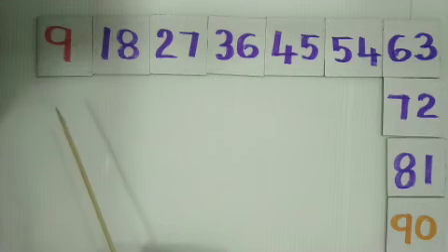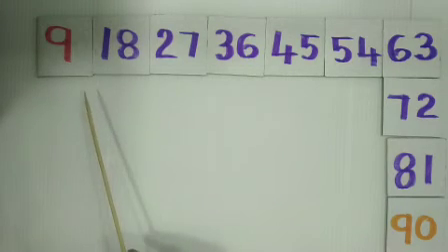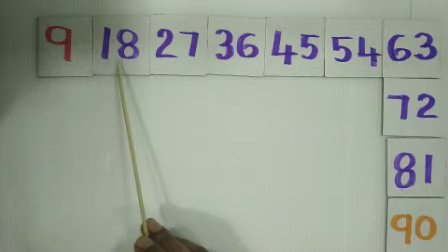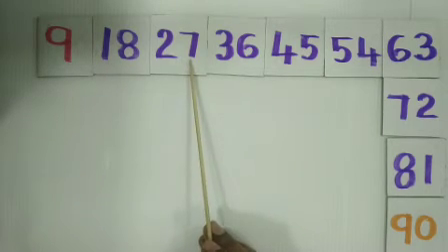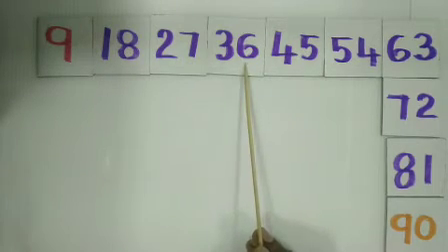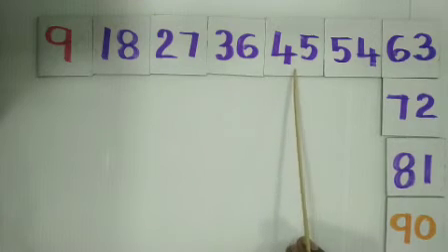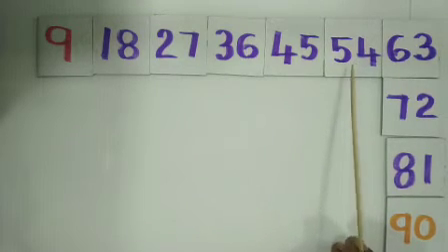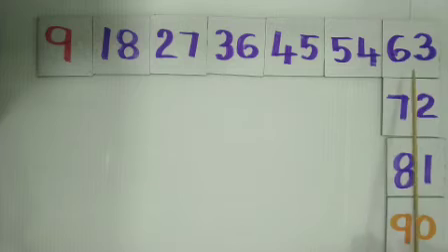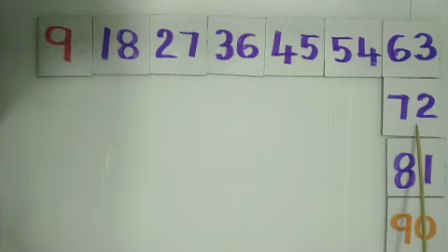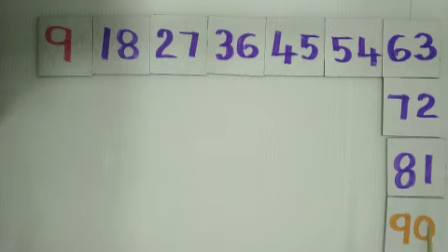Today I will teach you the 9 table. See the 9 table. 9 ones are 9, 9 twos are 18, 9 threes are 27, 9 fours are 36, 9 fives are 45, 9 sixes are 54, 9 sevens are 63, 9 eights are 72, 9 nines are 81, 9 tens are 90. We will do this table.